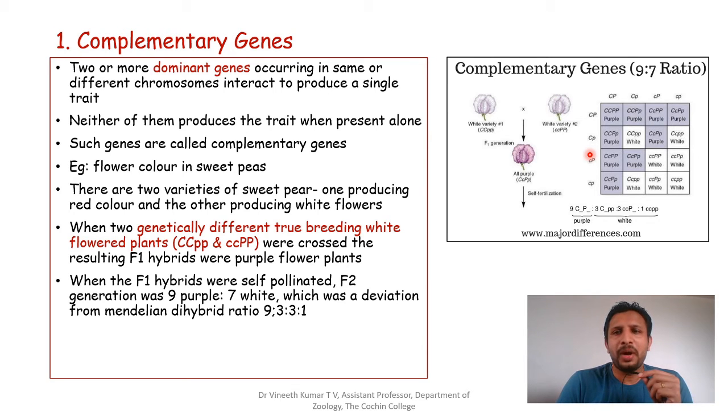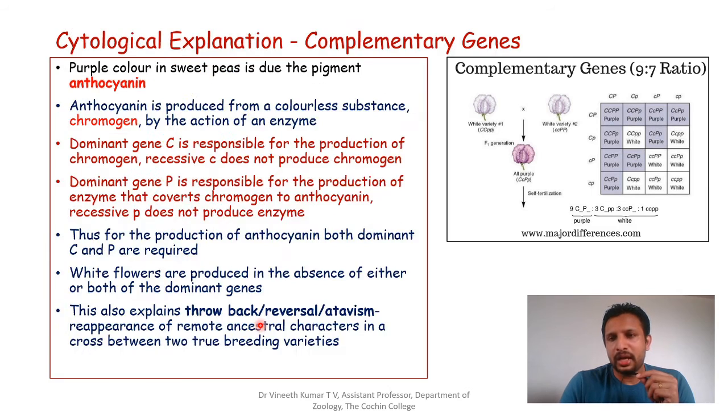So 9 purple and 7 white. There were no intermediate type of individuals which are being formed. So every individual formed was either white flower colored or the other one which was purple color flowered. So when the F1 hybrids were self pollinated, the F2 generation gave a new ratio which is 9 is to 7 rather than the normal Mendelian ratio. And coming to the explanation for this particular phenomenon, that means the change in the ratio to 9 is to 7, it was explained in such a manner.